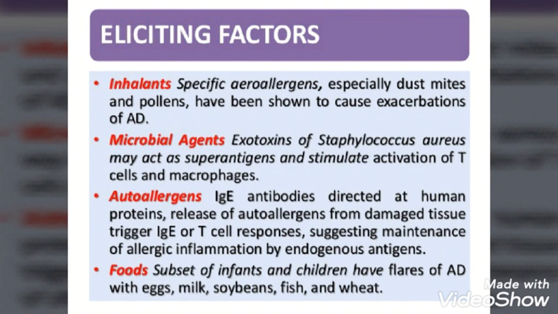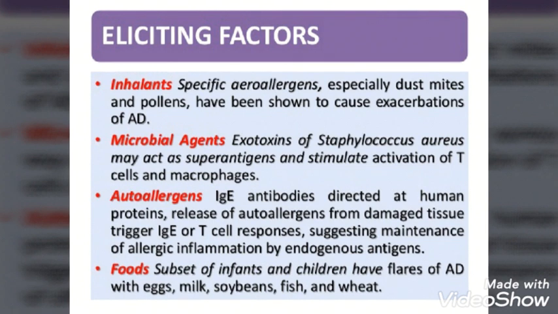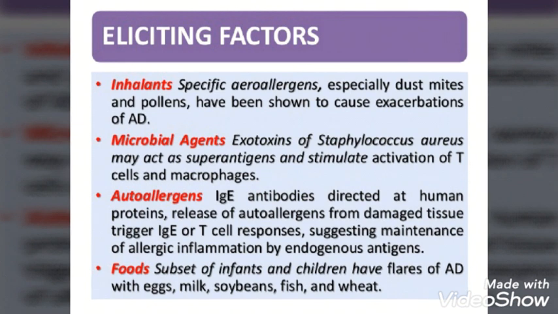Then microbial agents, that is exotoxins of Staphylococcus aureus, may act as super antigens and stimulate activation of T cells and macrophages. So microbial agents can also cause atopic dermatitis through the activation of T cells and macrophages.